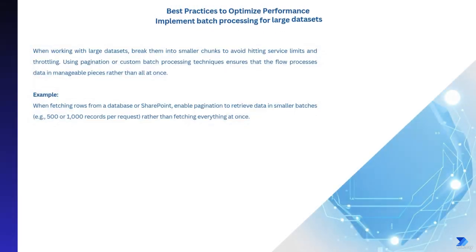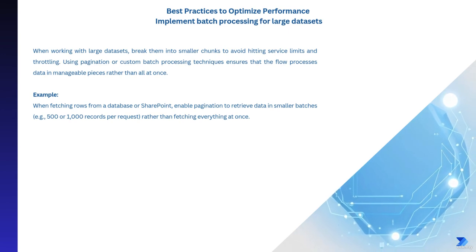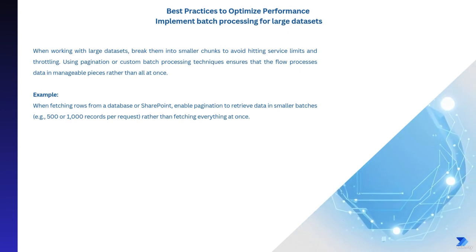Implement batch processing for large data sets. When working with large data sets, break them into smaller chunks to avoid hitting service limits and throttling. Using pagination or custom batch processing techniques ensures that the flow processes data in manageable pieces rather than all at once. Example: when fetching rows from a database or SharePoint, enable pagination to retrieve data in smaller batches, e.g., 500 or 1,000 records per request, rather than fetching everything at once.